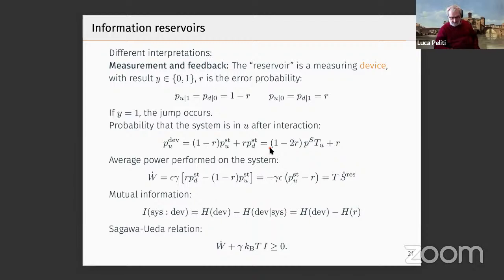The measurement gave erroneously one while the system was in state D. So if the measurement gave erroneously one in state D, what happens with array D? And then we switch the two states and we end up in state one.